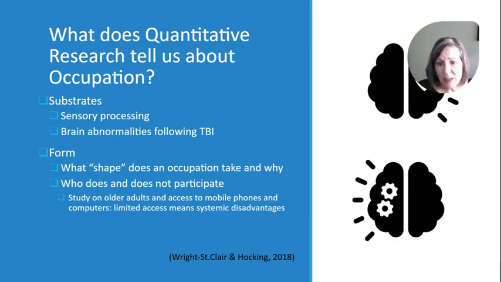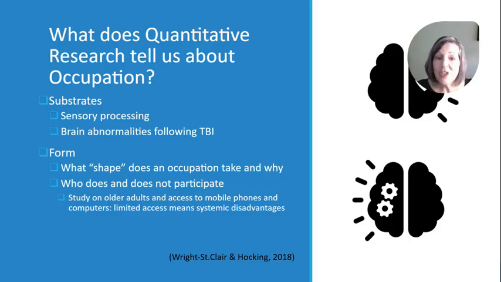As far as another aspect of form is who does and who does not participate. For example, what if you're studying older adults and their access to mobile phones and computers? Limited access might mean systemic disadvantages, or limited understanding of how to use them might also mean disadvantages. I think about my mother-in-law, who does not use her computer or her phone to, say, get on her Social Security account. So therefore, when the government says everything now has to come to you electronically, she's kind of stymied as to how to access that information and needs our help in order to do it.